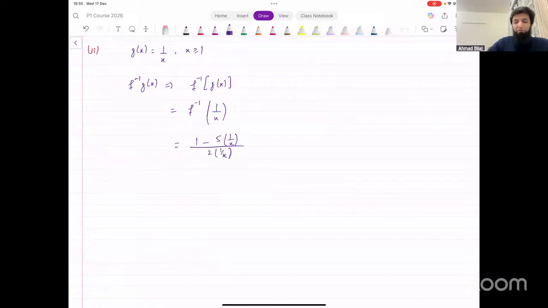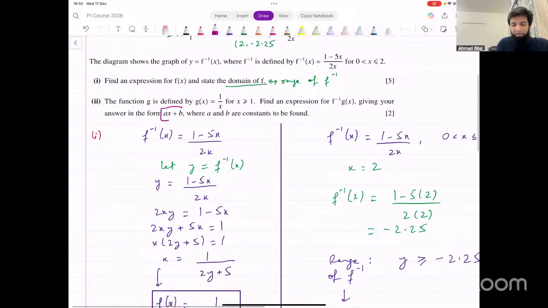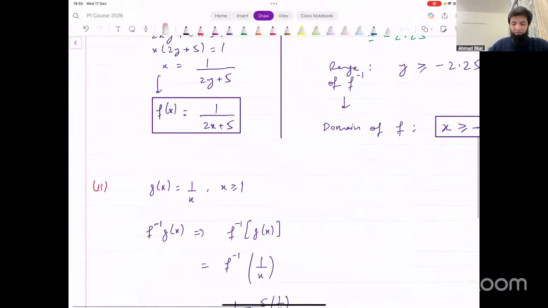Okay, what they want us to do now is write it in this form, ax plus b. So now it's algebra in which we need to simplify this function into ax plus b. Okay, how do we convert it to that form now?